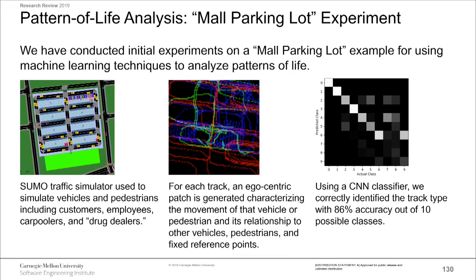The ones that we had the most trouble with were the drug dealer related classes, because those were relatively rare events. I don't have it shown here, but if you play with the weights in how you train the model, you can improve the score on the drug dealers at the expense of overall accuracy a little bit. So that was our classification experiment.